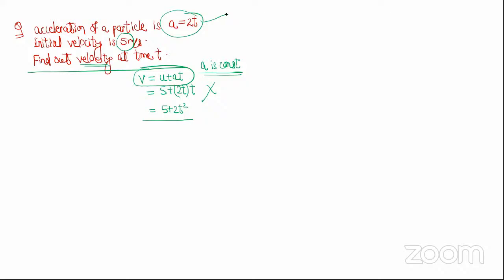So in those cases, we cannot apply this formula. So here we cannot apply the formula v equal to u plus at. So here we should be applying the formula a equal to dv by dt, because here the question is about time and velocity and acceleration. And so this is the correct understanding. This is wrong.